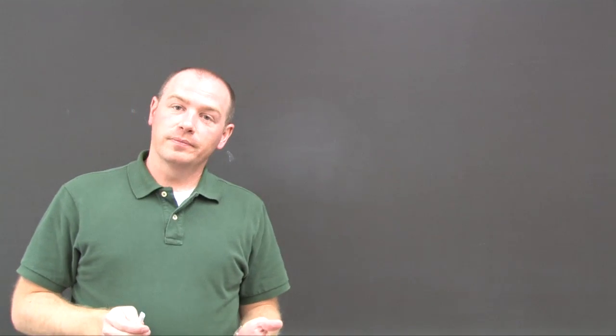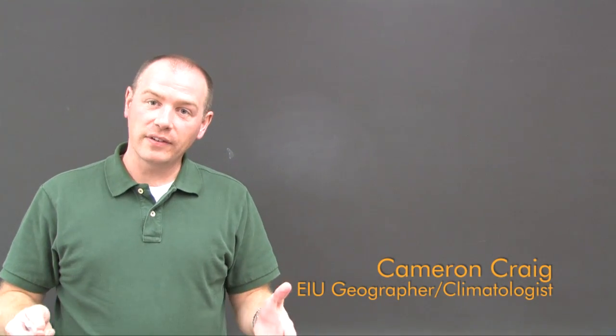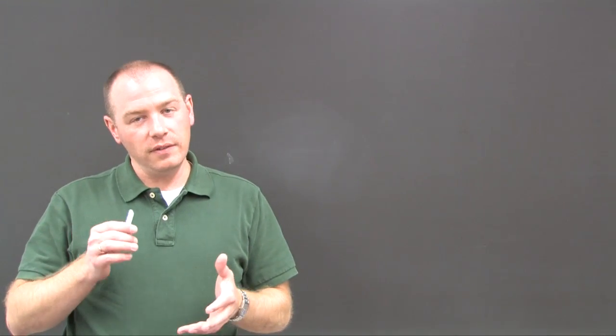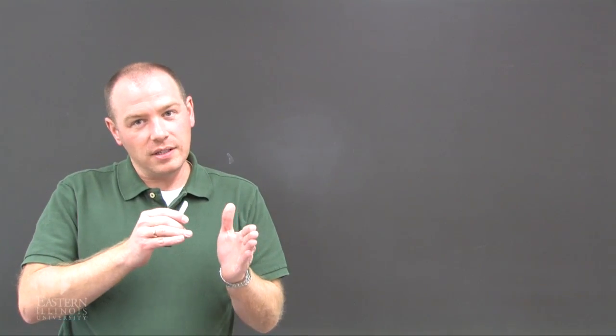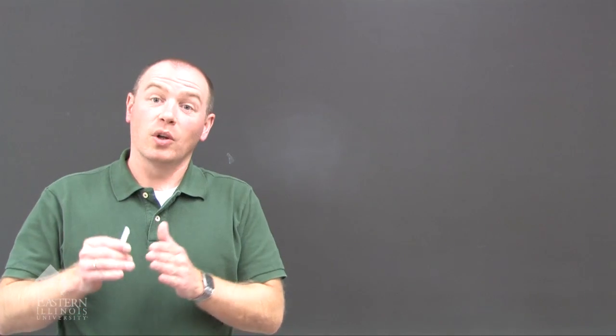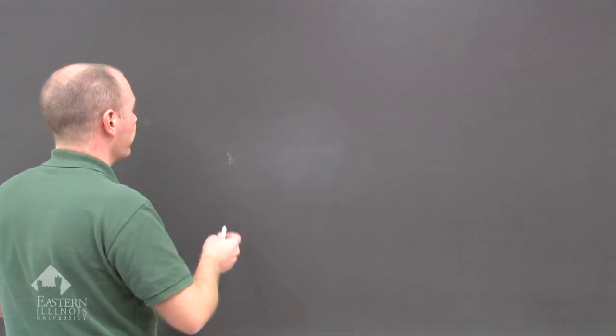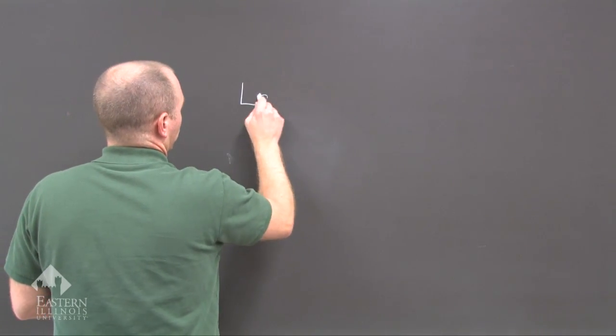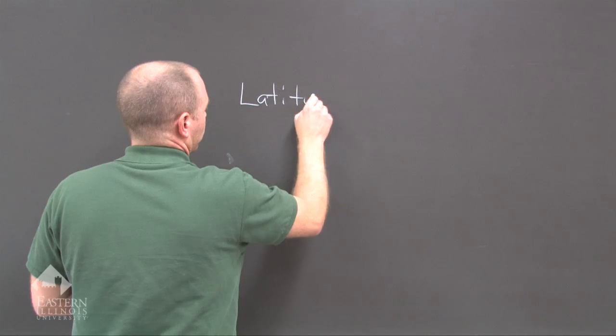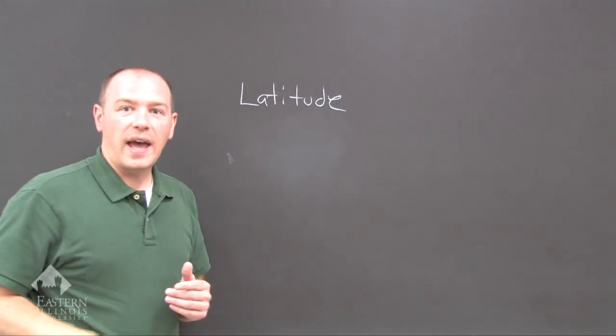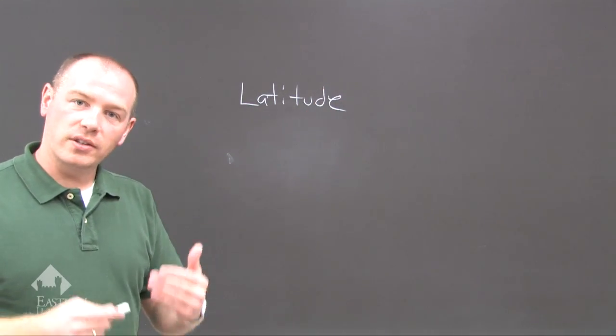In this video lecture, I'm going to teach you the 5 controls on temperature. And they're quite simple. They are these objects or these types of locations that have an influence on temperature. The first one is latitude. Latitude has an influence on temperature.